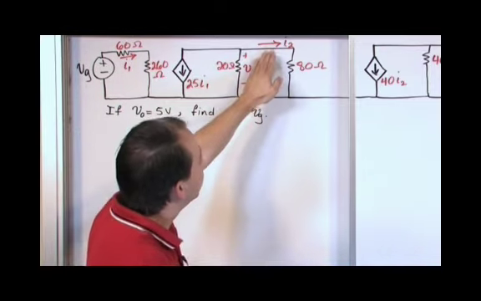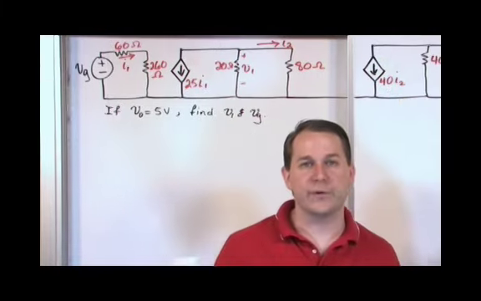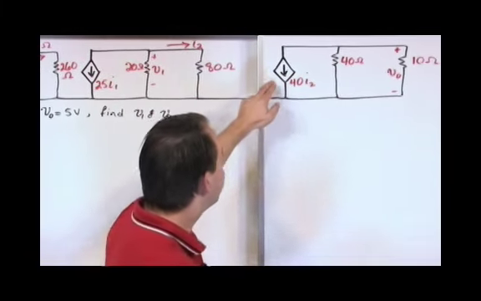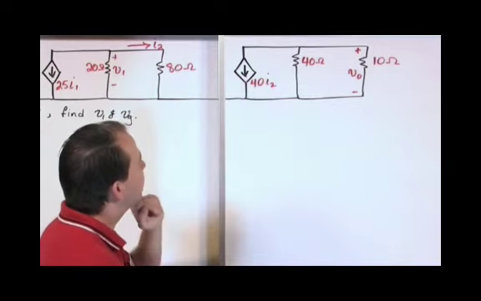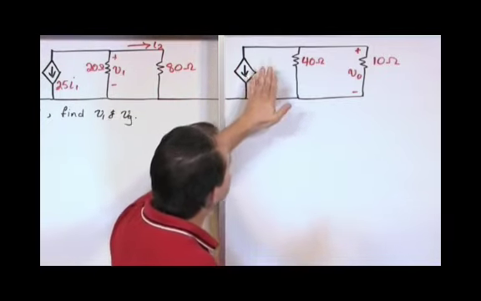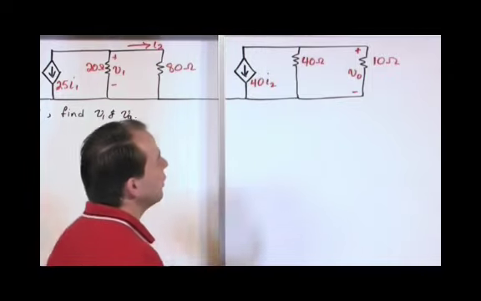Once you know what I sub 2 is, you have a totally separate third part of the circuit that has another dependent current source that's active at the rate of 40 times whatever I sub 2 is, and then once this is active, the rest of the circuit has current running around.